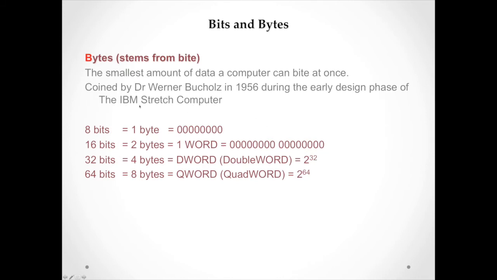I've covered this earlier. 8 bits is 1 byte, 16 bits is 2 bytes, which is 1 word, and then you have double word, quad word, and so on. 64 bits is 8 bytes, and this is one chunk of data that your modern computer system can take. It's 64 bits, a quad word.